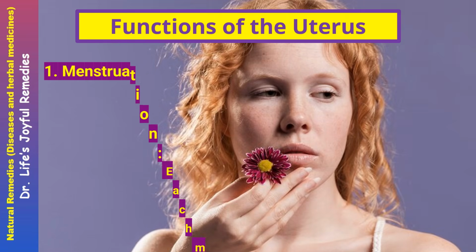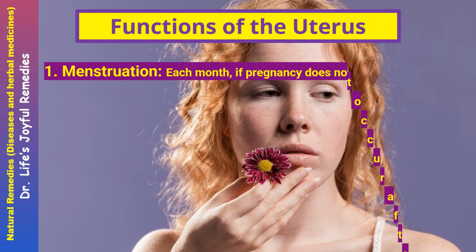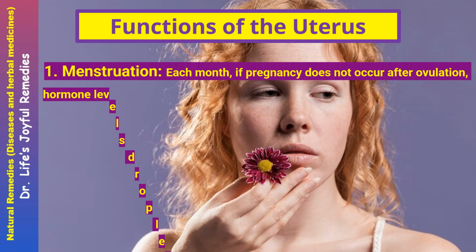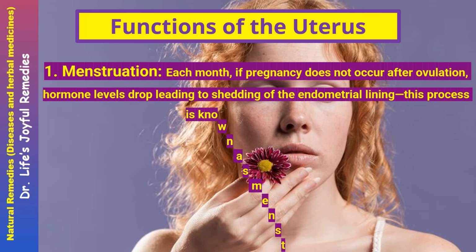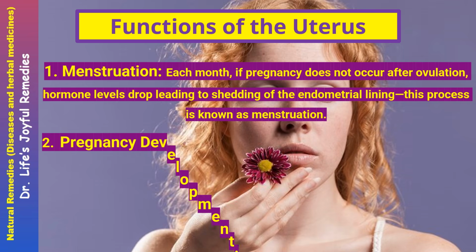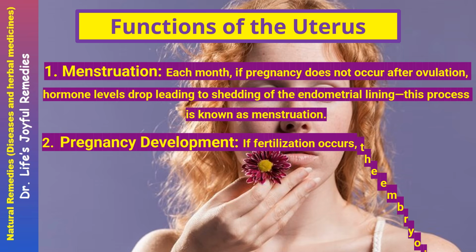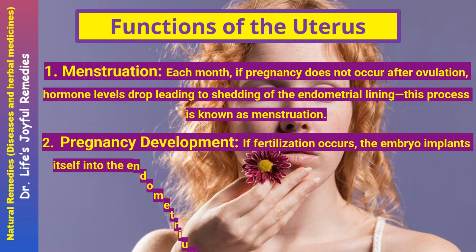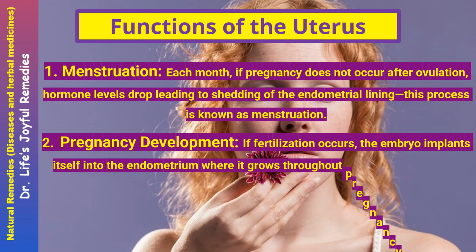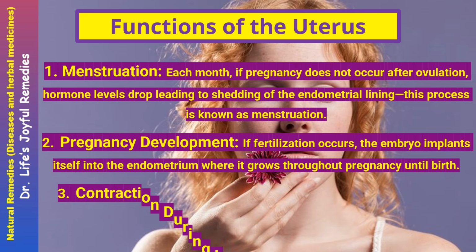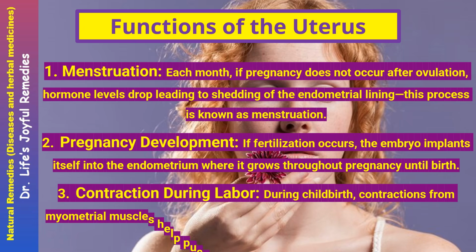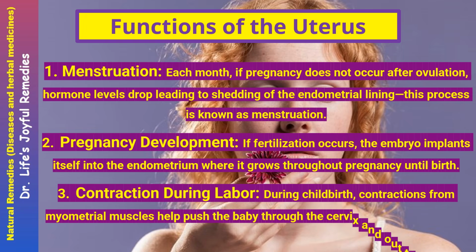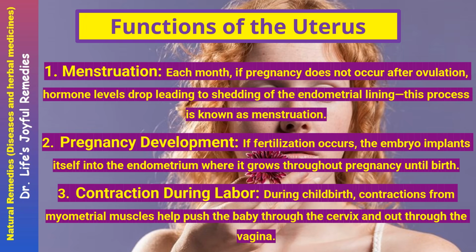Functions of the uterus. 1. Menstruation. Each month, if pregnancy does not occur after ovulation, hormone levels drop, leading to shedding of the endometrial lining. This process is known as menstruation. 2. Pregnancy development. If fertilization occurs, the embryo implants itself into the endometrium, where it grows throughout pregnancy until birth. 3. Contraction during labor. During childbirth, contractions from myometrial muscles help push the baby through the cervix and out through the vagina.